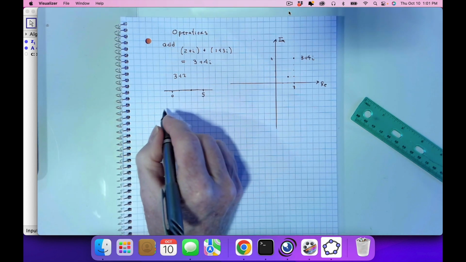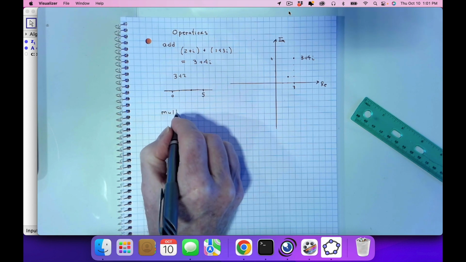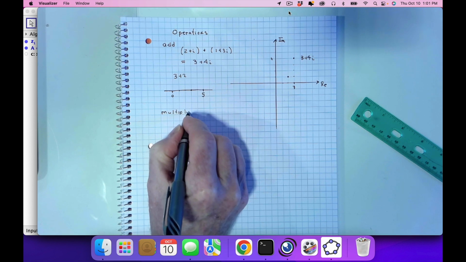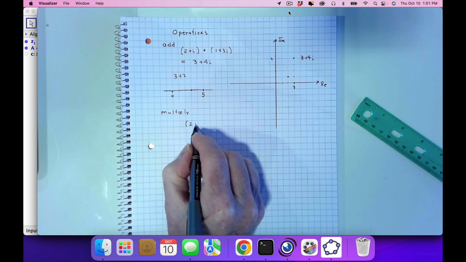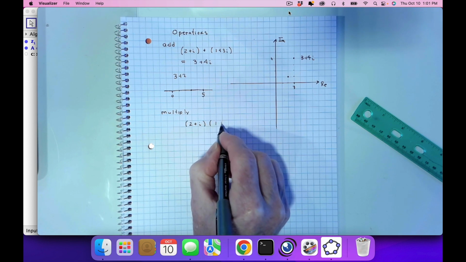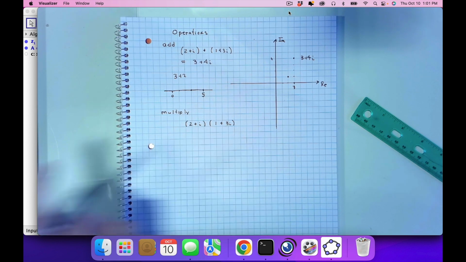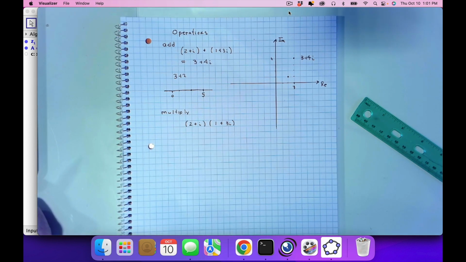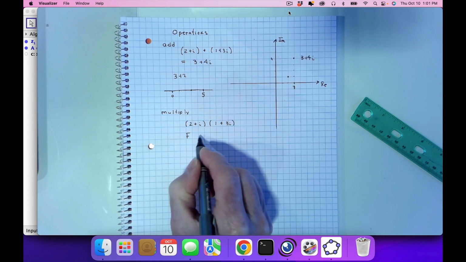Now, to multiply complex numbers, let's use those two numbers. 2 plus i times 1 plus 3i. To multiply these two complex numbers, we're going to do it in a similar way that we would multiply binomials in algebra. You might recall that when you do that, you have this little memory aid, FOIL.